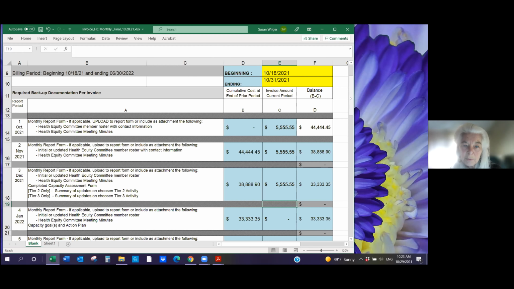We really prefer that people bill monthly if they can. We do understand that there are going to be some issues with getting contracts signed. So we anticipate that there may be people who cannot invoice, but we're really hoping we have 100% of contracts signed by the end of November.